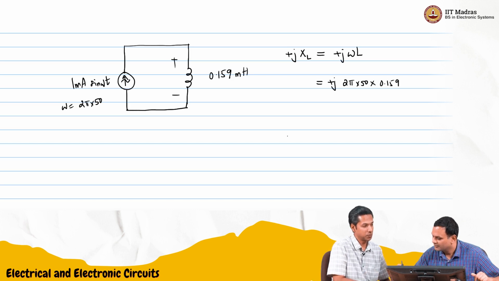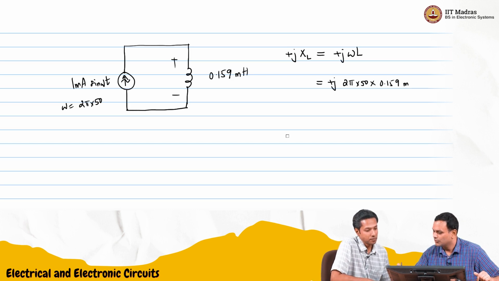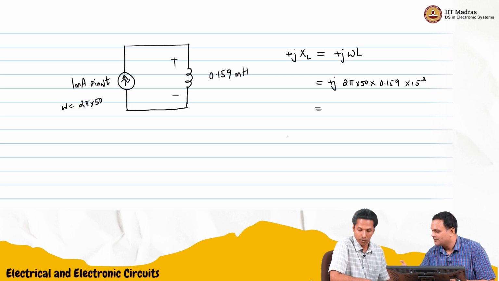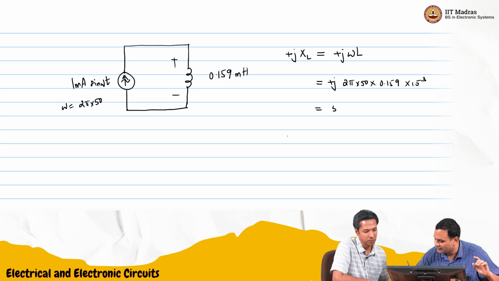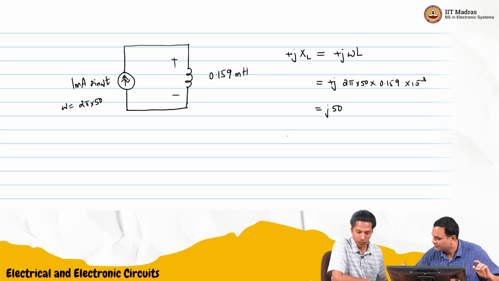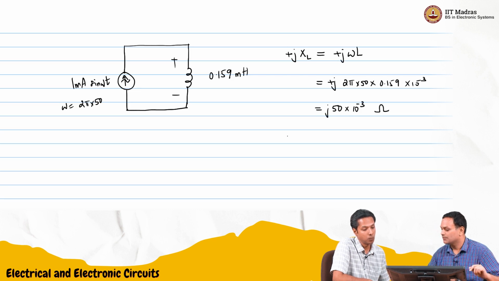So 314 into 0.159 was 50, right? Yeah, so 49.9, we'll say 50. J50 into 10 power minus 3. And this again is ohms. Interesting. So now I notice that the reactance of the inductance is positive, right?